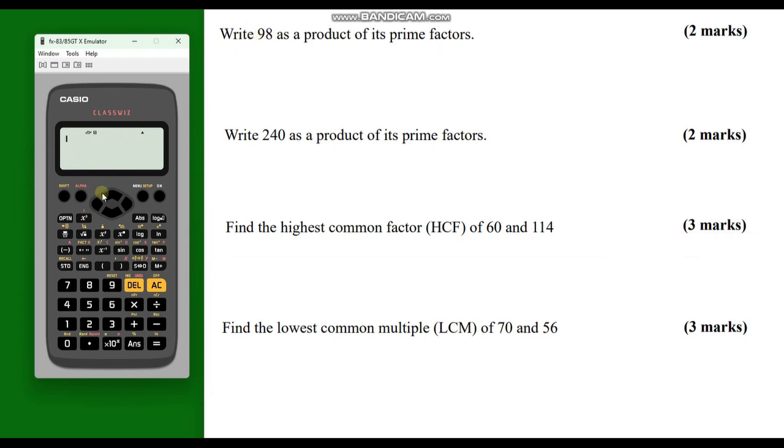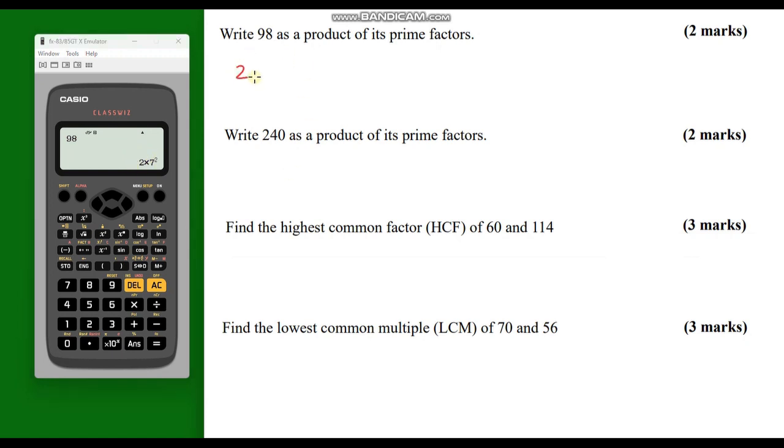So to do that on the calculator, what we're looking for is this fact button here. So this is going to be key. So this fact button in yellow. So the first thing we do is we type in 98 and then press equals. So it's got 98 stored as the answer. Now we need to use this fact button. So we press shift and then these apostrophes. And that gives us our answer. So this is 98 written as the product of its prime factors.